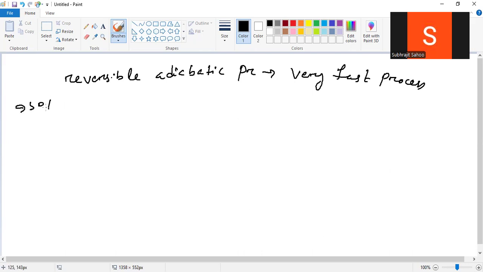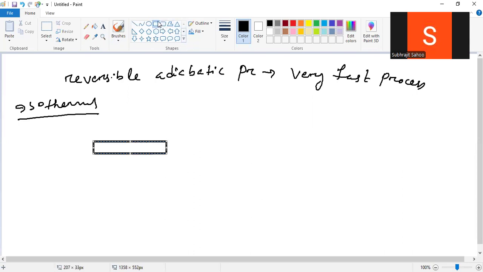I will explain the isothermal process. Observe, sir: suppose this is one body. Isothermal means temperature constant, always constant. And suppose this is another body. Now if I slide this body on the first body, what will happen?